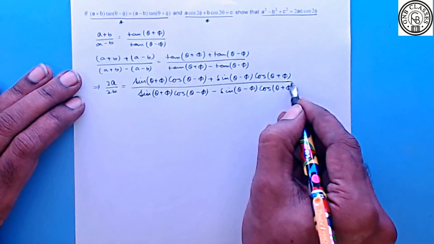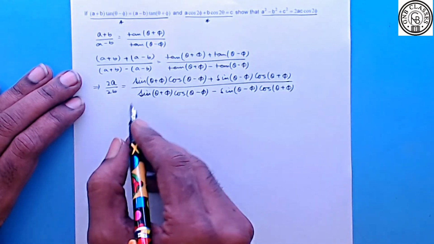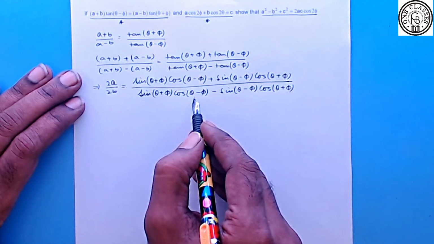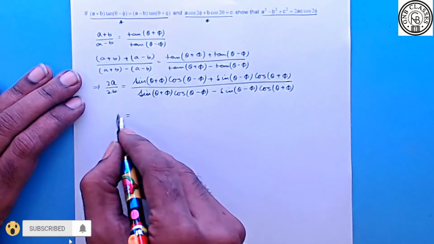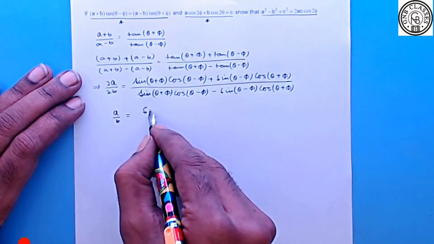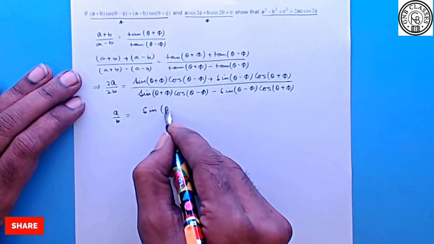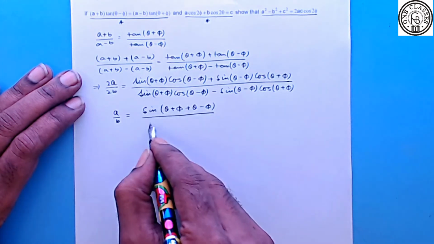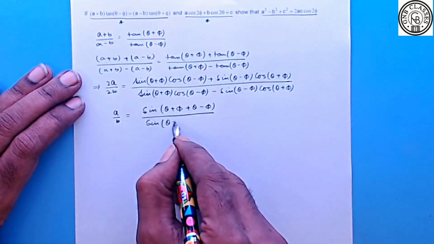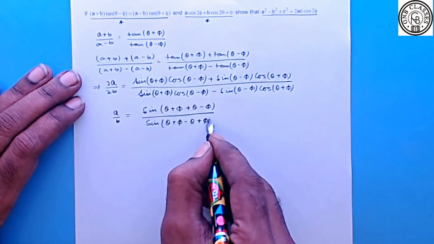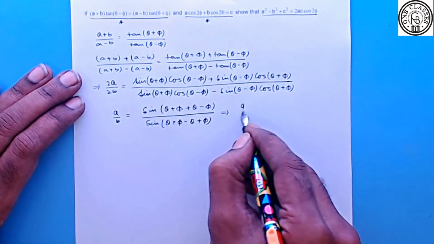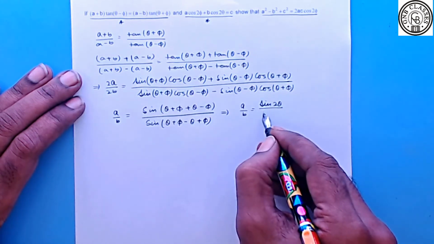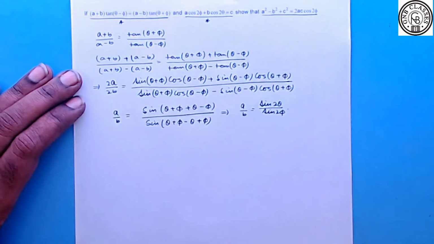Is it clear? Okay. Now, in the numerator we apply the formula sin (a plus b), and in the denominator we apply the formula sin (a minus b). So what are we getting? Sin (a plus b) means, and in the denominator we have sin (a minus b). So we have a by b equals sin 2 theta by sin 2 phi. Is it clear?